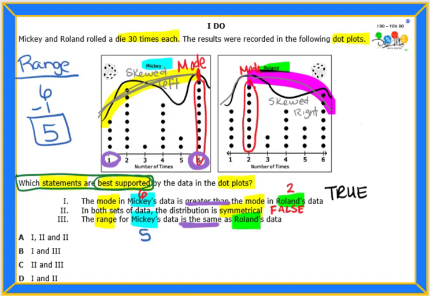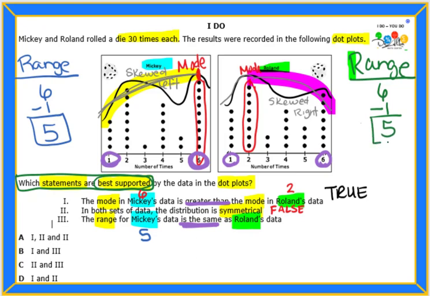And then we're going to do the same thing for Roland. We're going to find the range. And we're going to look for the maximum, 6, and the minimum, 1. So again, same thing, 6 minus 1. And so 6 minus 1 is 5. So the range is 5. So both of them have a range of 5. So are they the same? Yes, they are. This is true.